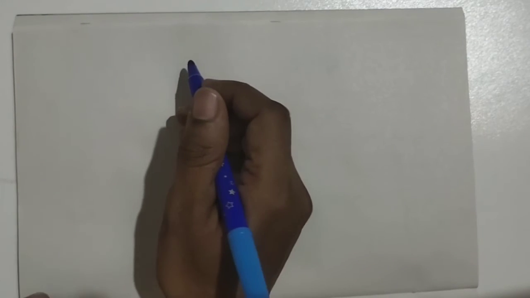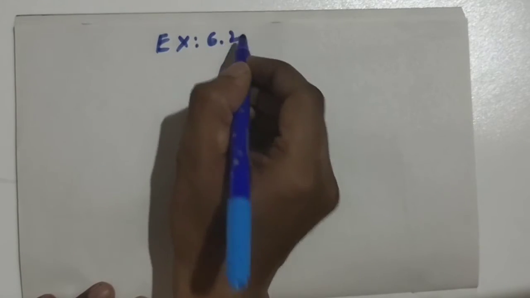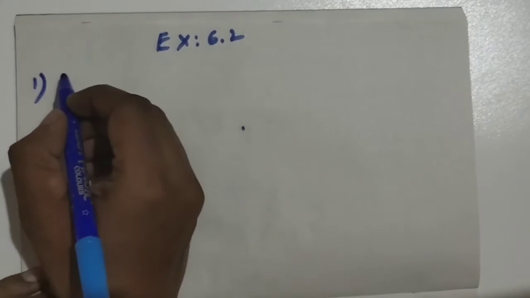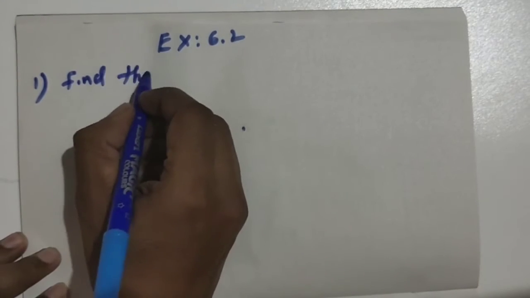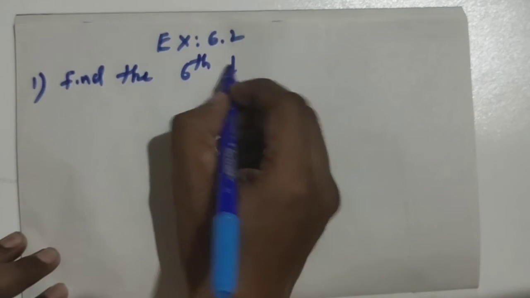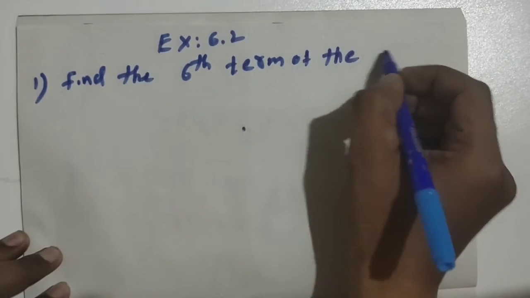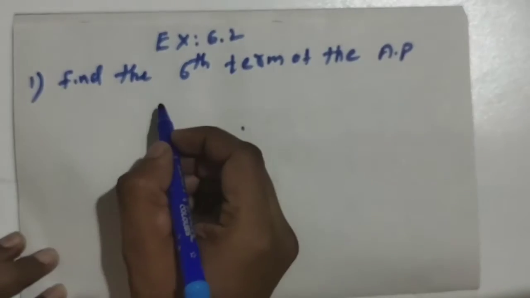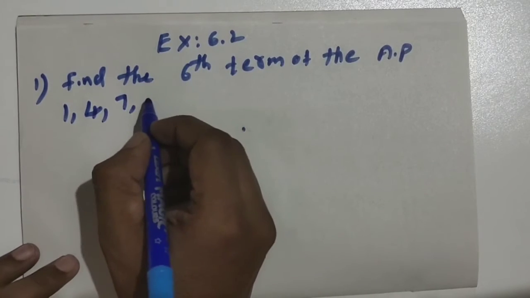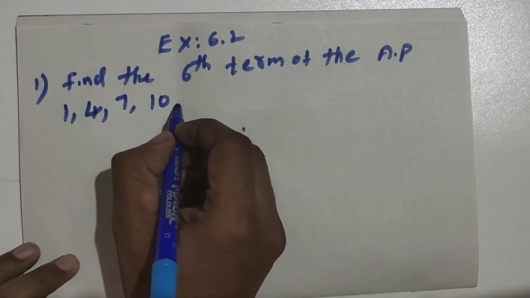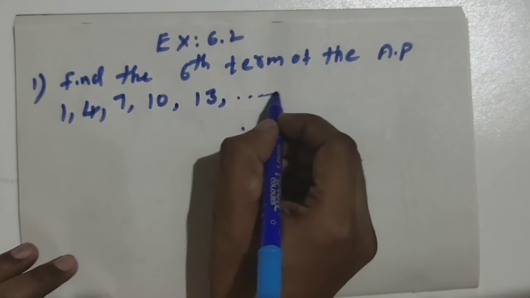Now students, let us see some sums in exercise 6.2. So here, first sum: find the sixth term of the AP 1, 4, 7, 10, 13 and so on.